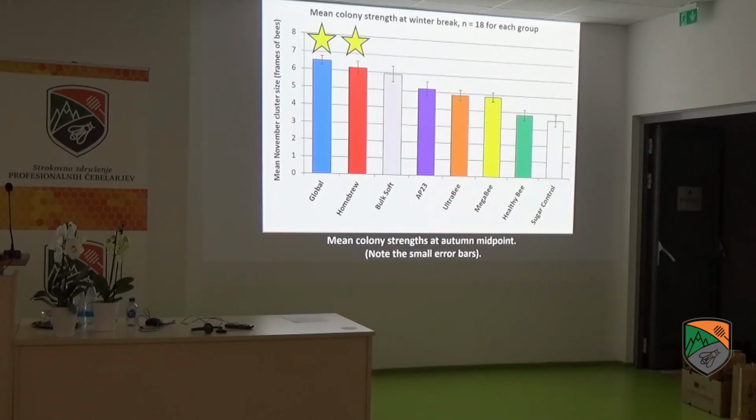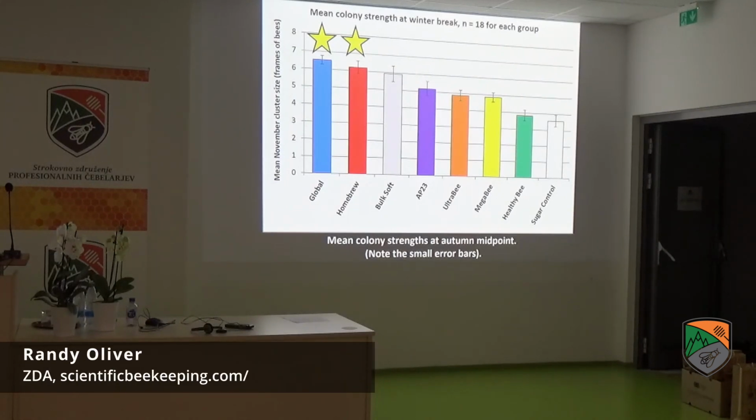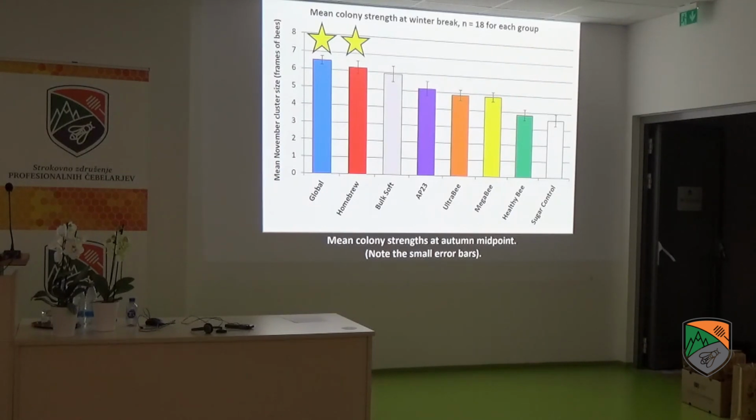So this is our colony strengths of the different color-coded patties. Now take a look at the red one, which was the global, and the home group, because they were exceptional there. The other thing to look at is the error bars. Look how consistent. There were 18 colonies in each group. 18 hives, and look at how small the error bars are here. When you have small error bars on every group, that means that data is probably pretty good because you're so consistent. So we went into winter like this.